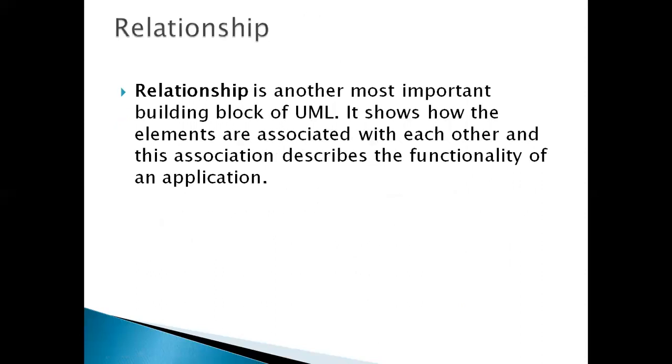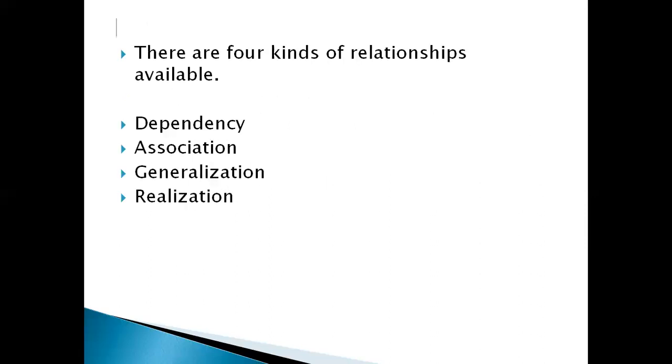Then relationships. Relationship is another most important building block of UML. It shows how elements are associated with each other, and this association describes the functionality of an application. There are 4 kinds of relationships available in UML: dependency, association, generalization, realization.